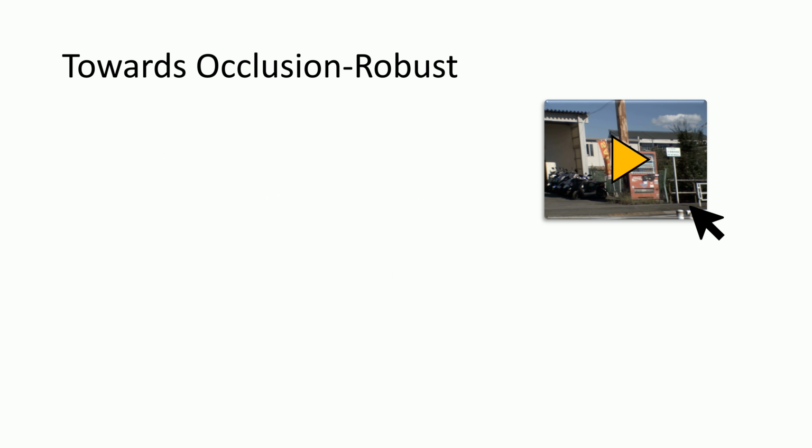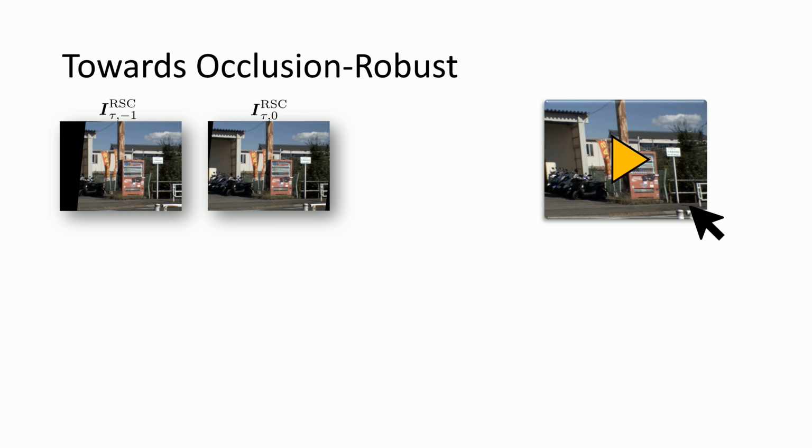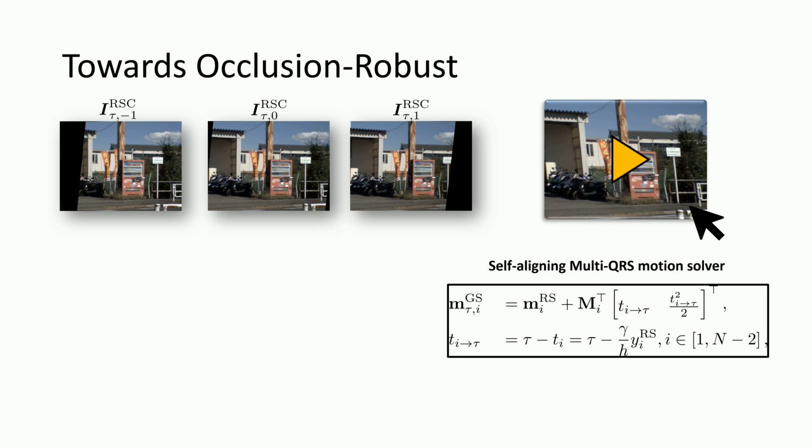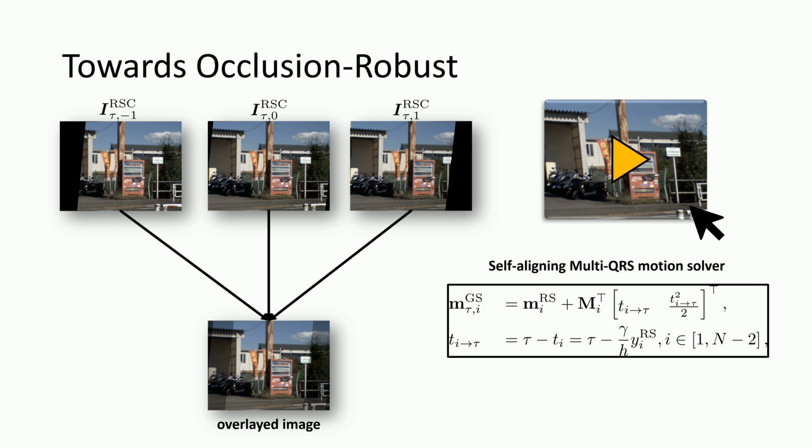Although the solver accurately corrects RS pixels, the object edge occlusion and image border occlusion cannot be restored by it. We design a self-aligning algorithm by extending the QRS motion solver to a video sequence. RS frames I_RS-1, I_RS0 and I_RS1 are warped to time tau to obtain 3 RSC frames. We achieve a seamless and complete composite overlaid image.